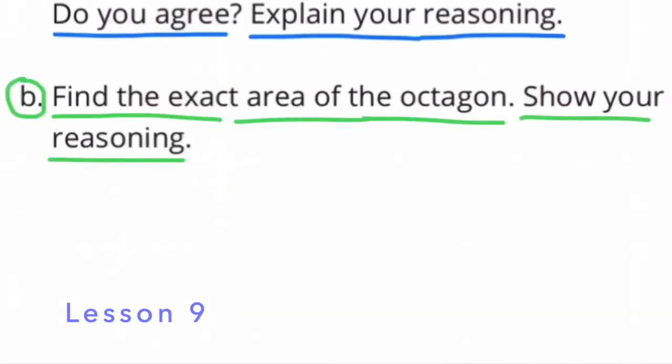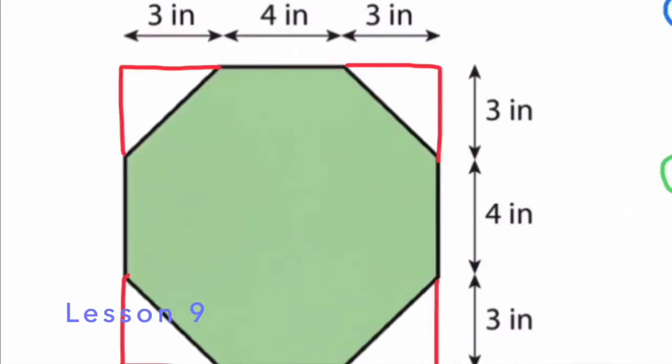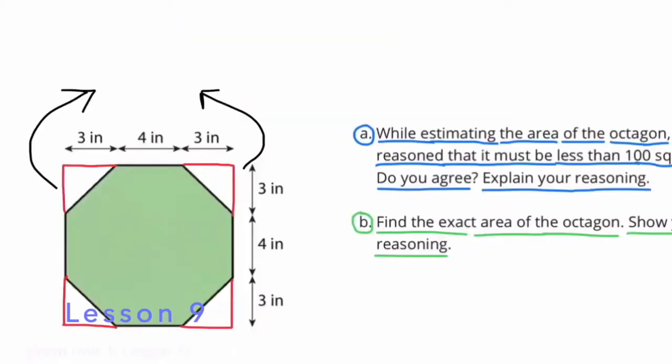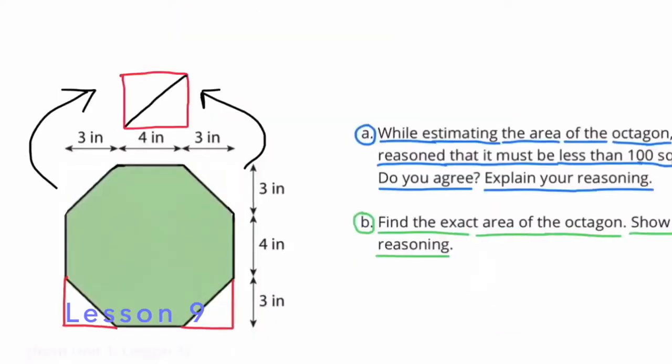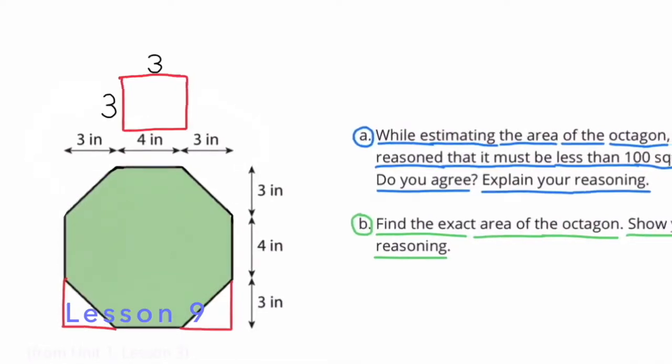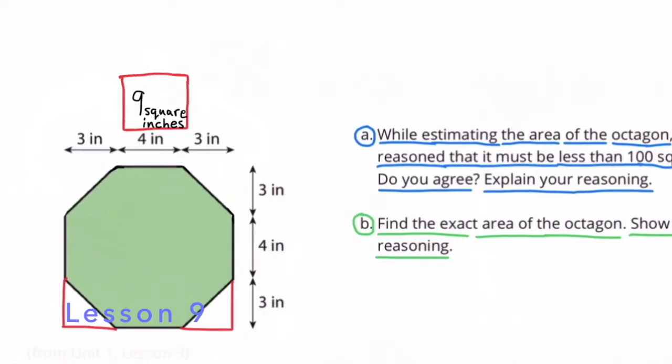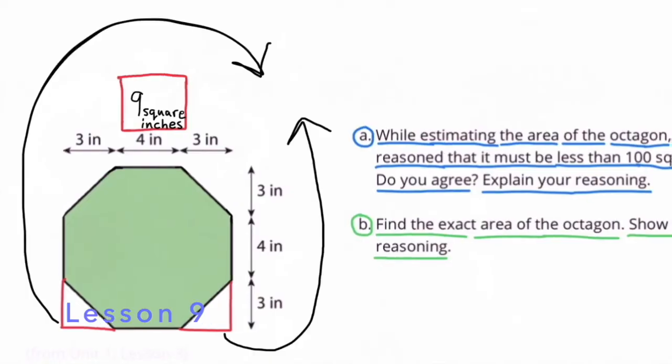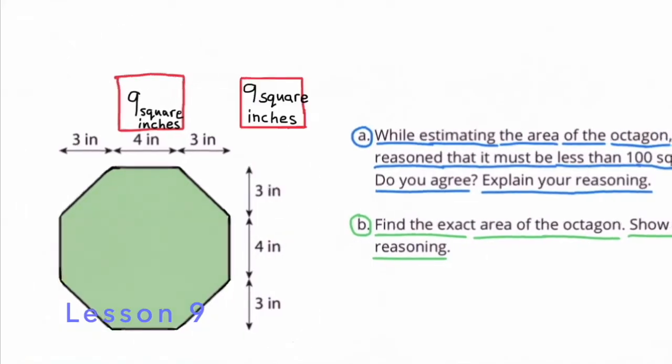B. Find the exact area of the octagon. Show your reasoning. 3 plus 4 plus 3 equals 10, so the base of this square is 10 and the height of this square is 10. To make an octagon, we're going to remove these little corners. It's like removing two triangles from the top and two triangles from the bottom. These triangles form a square with a base of 3 and a height of 3, and 3 times 3 is 9. So each of these squares equals 9 square inches. So it's kind of like we're removing 9 square inches and another 9 square inches.